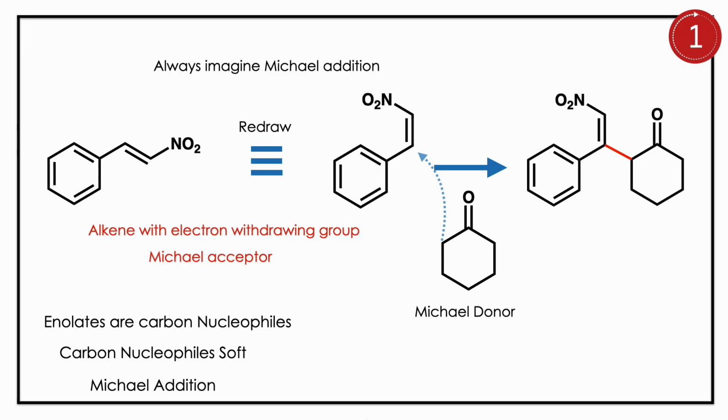So the addition happens at the Michael position, which is the fourth position. Michael donor acts as the nucleophile, attacks the fourth carbon. You have the Michael addition product. The concept you have to learn here is, in a vinyl nitro situation, the first carbon will act as the Michael acceptor.